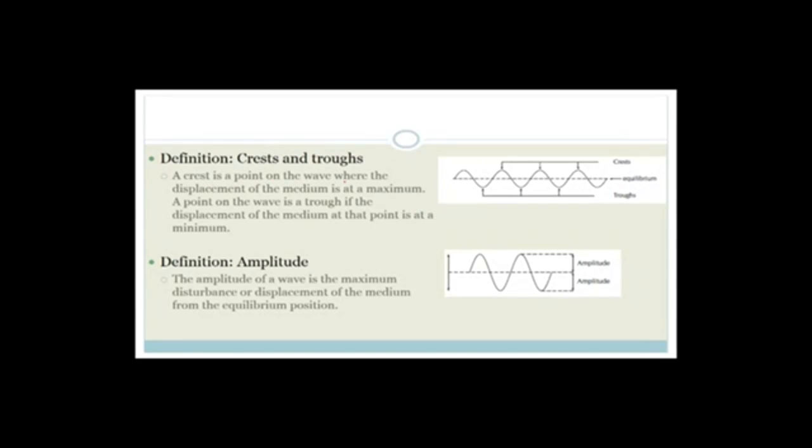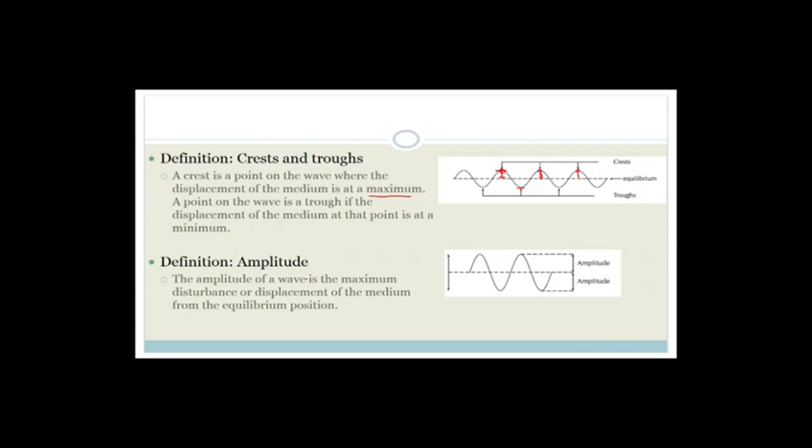A crest is a point on the wave where the displacement of the medium is at a maximum. So that is there, the displacement is a maximum. In other words, the crest is the point where we would measure the amplitude. Okay, do you understand that? Because that is the maximum displacement. So the crest is a point in the wave where the displacement of the medium is at a maximum. A point on the wave is a trough if the displacement of the medium is at a minimum. Okay, so admittedly, it depends which way you're looking at it. But if the top is a crest, the bottom is going to be a trough. Okay, that's how we work it. So crest is at the top, maximum displacement, and the bottom is a trough.